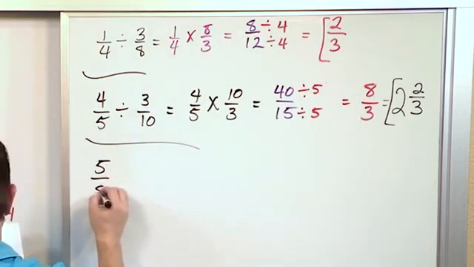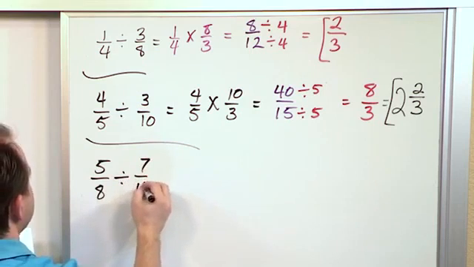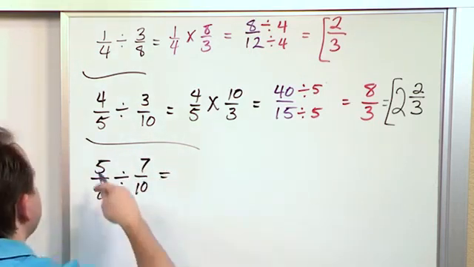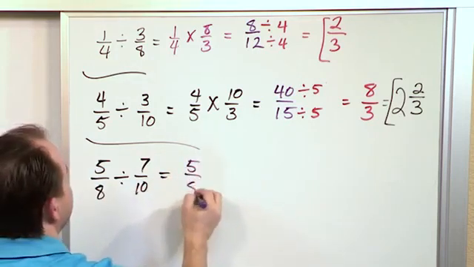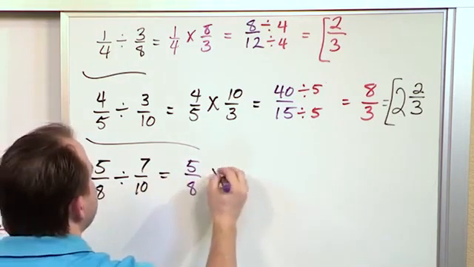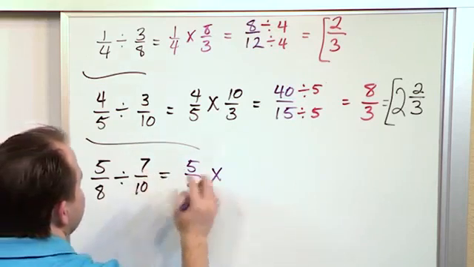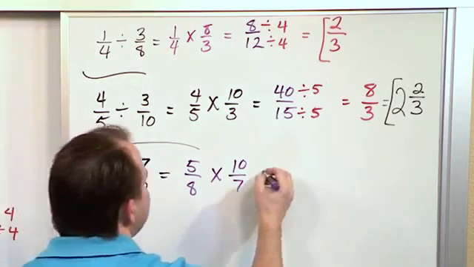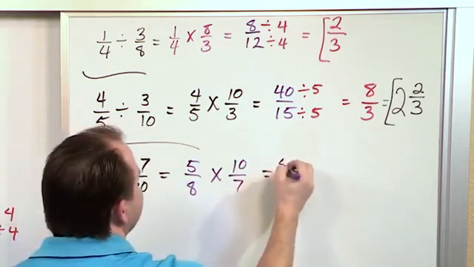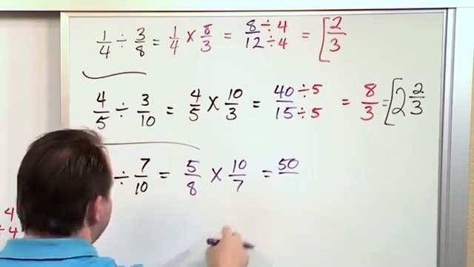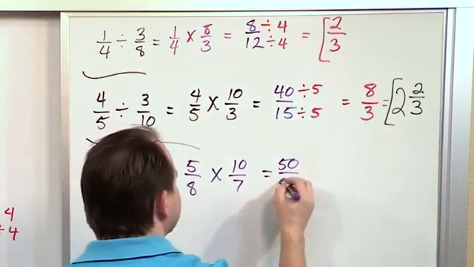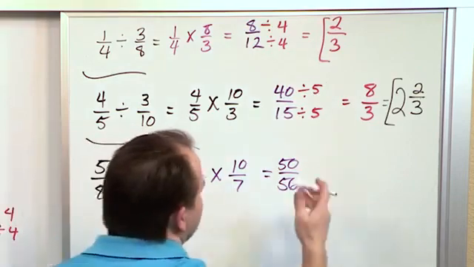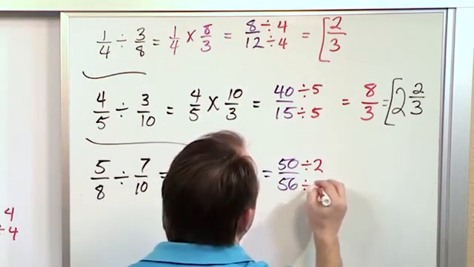What if you have 5/8 divided by 7/10? Well, to handle that, the 5/8 stays out front. The division turns into multiplication, and the 7/10 gets flipped upside down to 10 over 7. And then we multiply the top. 10 times 5 is 50. Multiply the bottoms. 8 times 7 is 56. So we have 50 over 56, and that is the answer, but we also notice that we can divide the top by 2 and the bottom by 2.